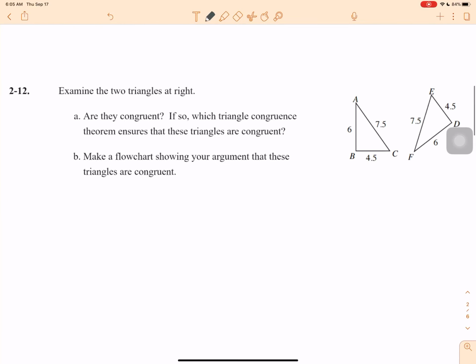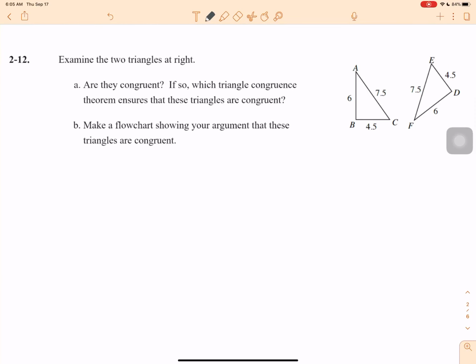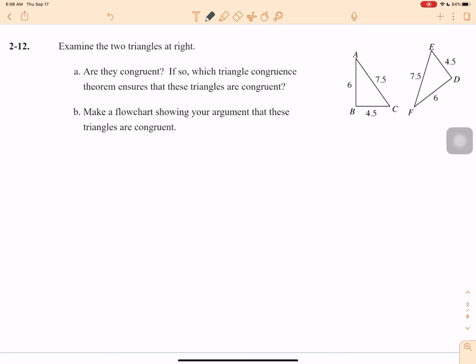Alright, so the first problem, lesson 2-12, that we're going to do is 2-12. So we have to examine the two triangles at the right. Are they congruent? If so, which triangle congruence theorem ensures that these triangles are congruent? So let's remind ourselves, we have 5 triangle congruence theorems. And also, by the way, I'm not going to pause during this video. So if it's going too quickly, you need to pause it for yourself in order to make sure that you get everything down that you need, that you understand it, and then we'll go from there, okay?